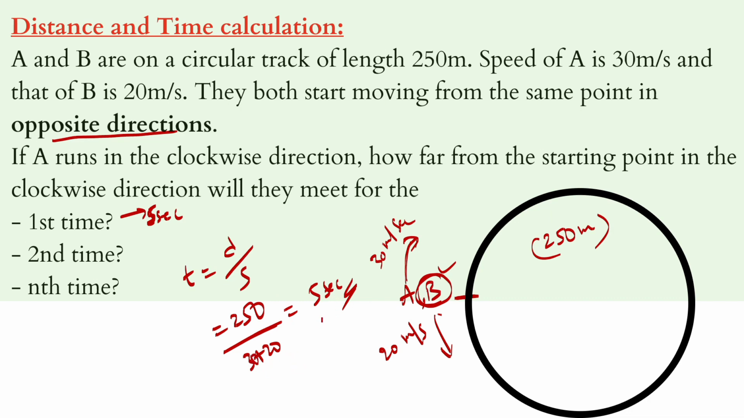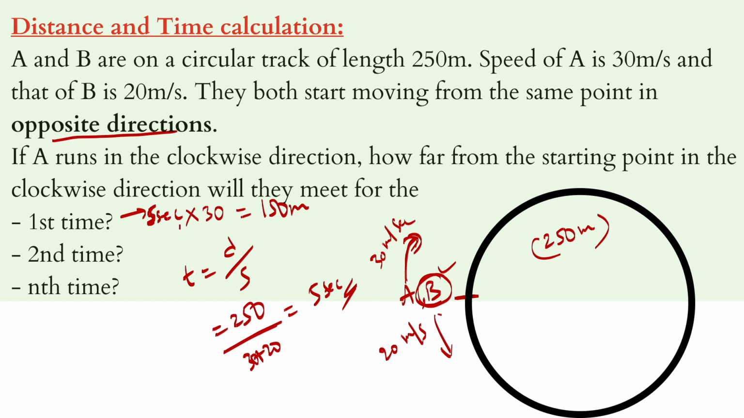But this is the time calculation, what about distance? In 5 seconds, A must have traveled 5 into 30, which is equal to 150 meters. Why? Because the speed of A is 30 meter per second and the total time is 5 seconds. So 5 into 30 is 150 meters, that is covered by A.